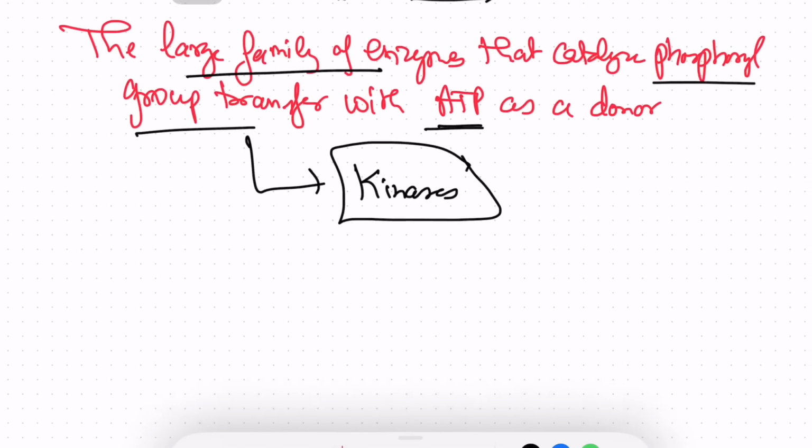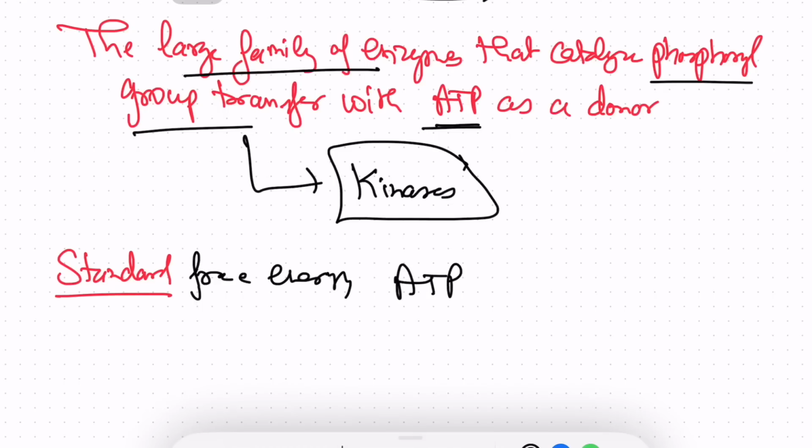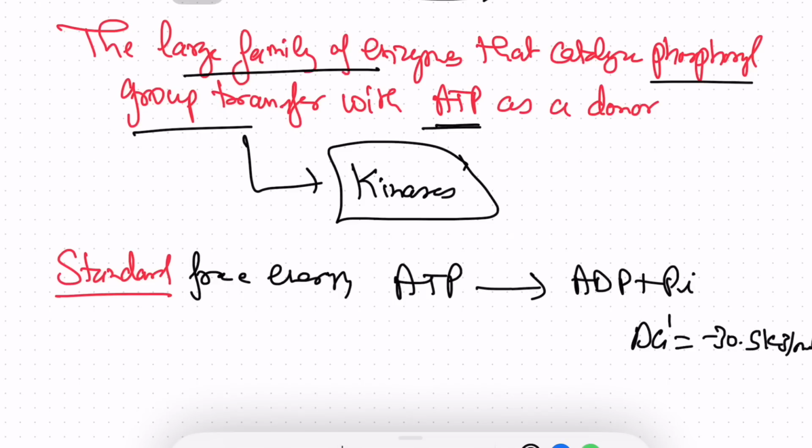Now here we have to discuss another very important point. I have told you that ATP can give energy by hydrolysis. If you see the standard free energy of ATP hydrolysis, ATP hydrolyzed to ADP plus inorganic phosphate, it is minus 30.5 kilojoule per mole.